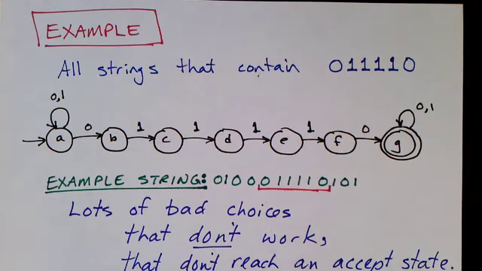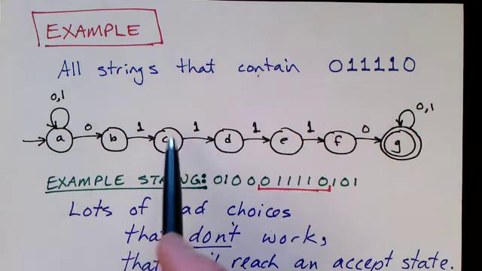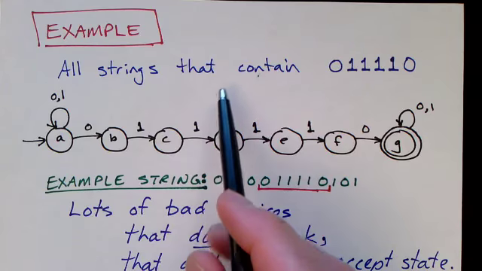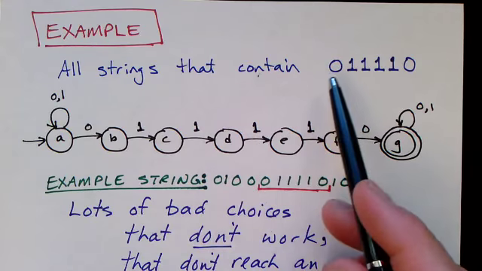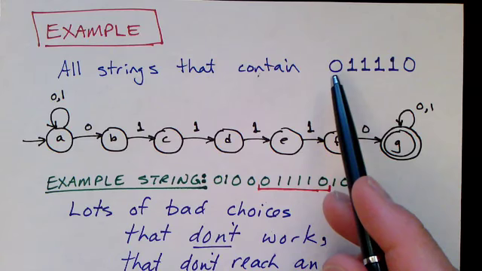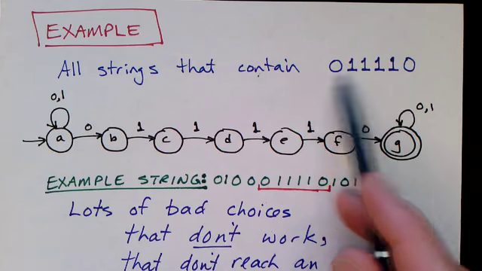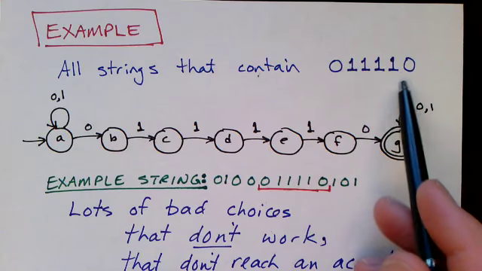Let's look at our first example of a non-deterministic finite state automaton. Here we want to recognize the language that contains strings that contain 0, 1, 1, 1, 1, 0 as a substring.